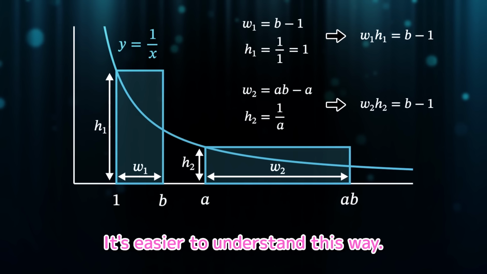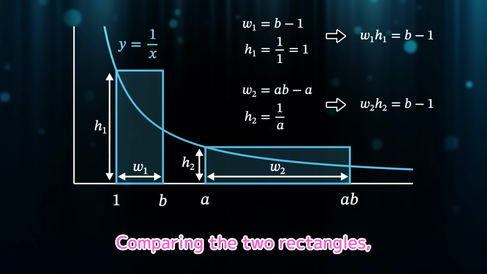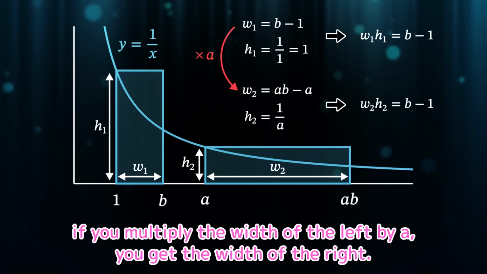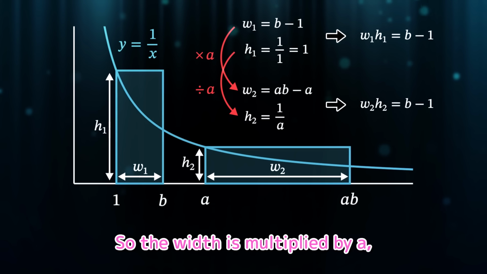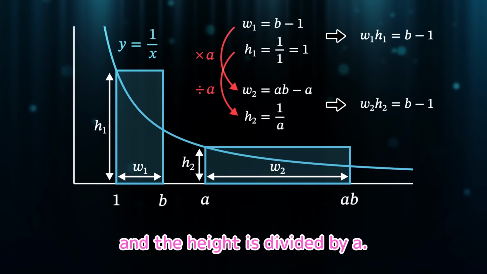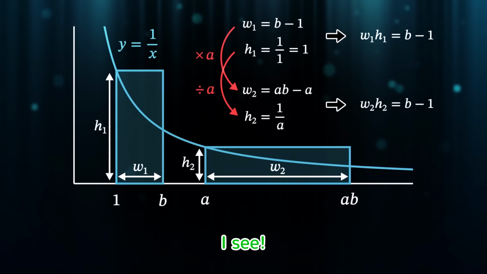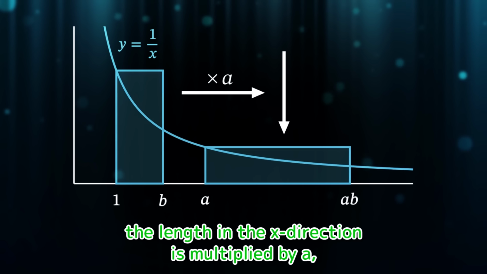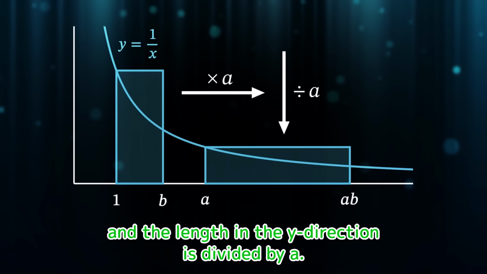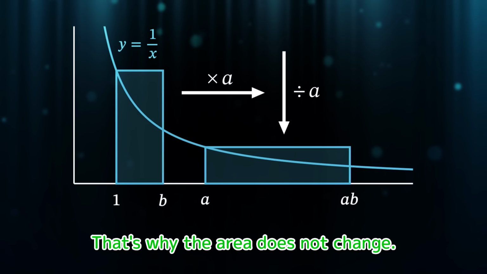It's easier to understand this way. Comparing the two rectangles, if you multiply the width of the left by a, you get the width of the right. Next, if you divide the height of the left by a, you get the height of the right. So the width is multiplied by a, and the height is divided by a. I see. When transforming the rectangle, the length in the x direction is multiplied by a, and the length in the y direction is divided by a. That's why the area does not change.